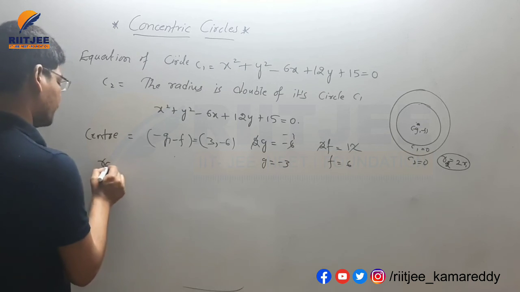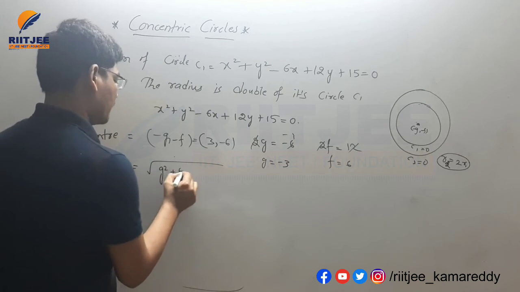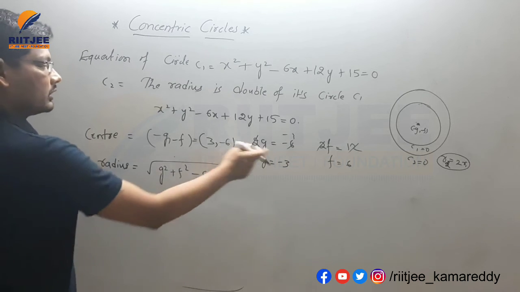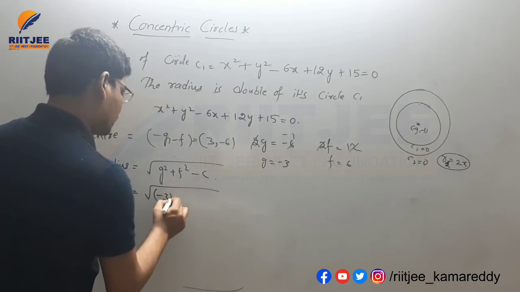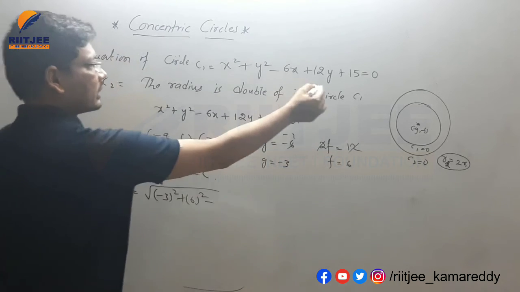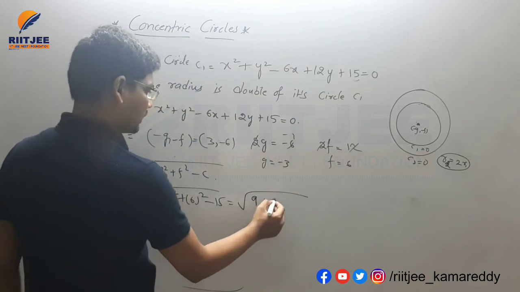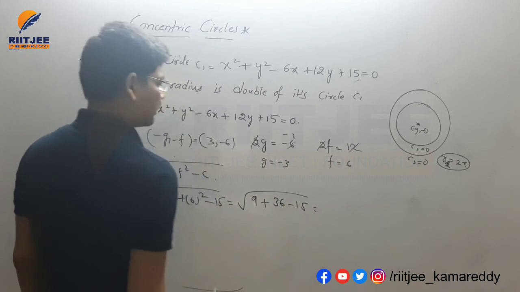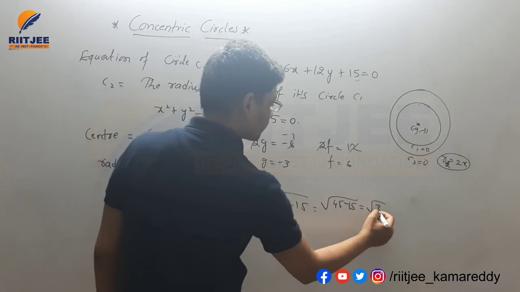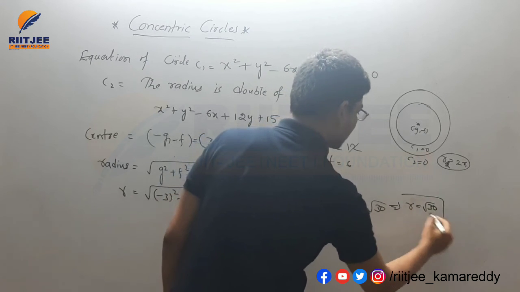Next, the radius is nothing but the square root of g square plus f square minus c. Radius r is equal to the square root of g square, that is minus 3 whole square, plus f square, that is 6 whole square, minus c, and the c value is 15. Minus 3 square is 9, 6 square is 36, minus 15. 9 plus 36 is 45, 45 minus 15 gives root 30. So r is equal to root 30. This is the radius value.